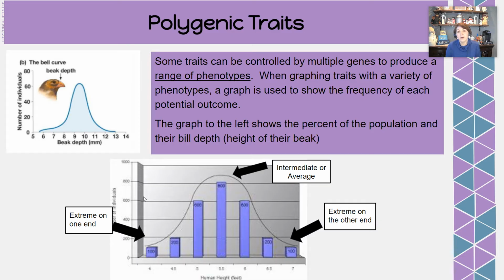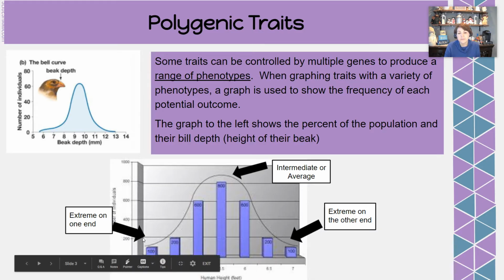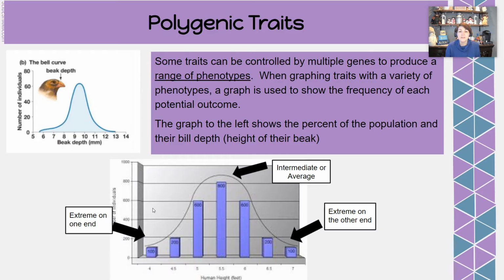And so with a polygenic trait, you'll have a couple vocab words that you need to know. First are extremes. Extremes are on either end of your graph. They tend to be less in the population. And so you have two extremes, one on either side of your graph. The intermediate or the average is in the center, and that's going to be what the majority of your population has. So the intermediate or average.